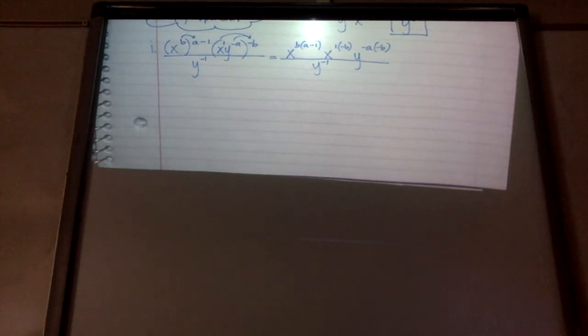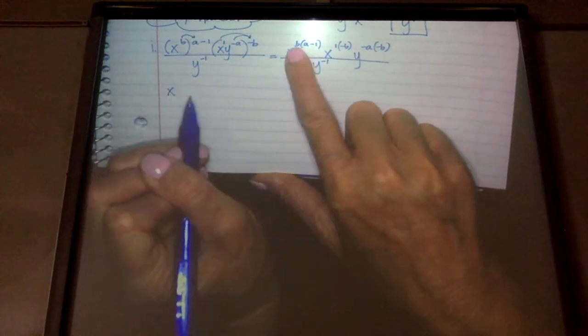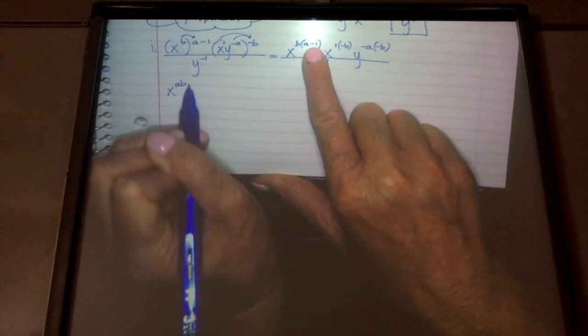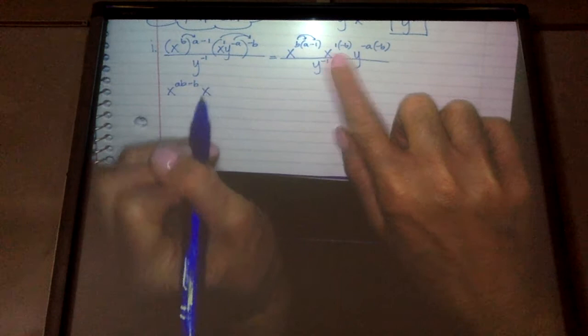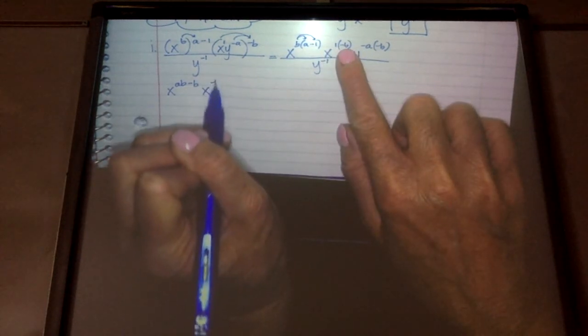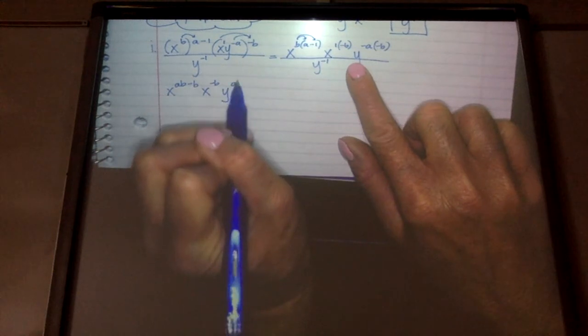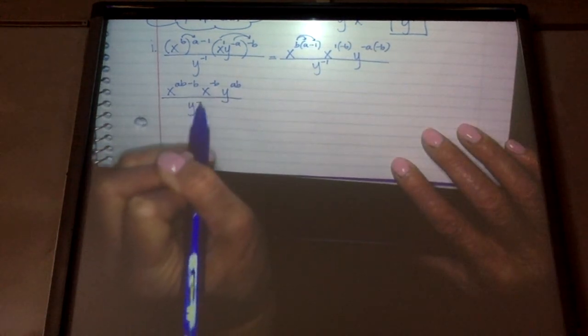Okay. So I'm going to simplify. I'm going to distribute here. So that gives me b times a would be, I'm going to put in alphabetical order, ab, minus b, right? b times a, b times negative 1. Then I have x to the 1 times negative b is another negative b. And then I have y to the ab over y to the negative 1.